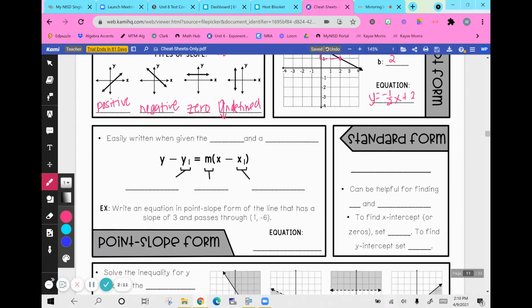Okay. Now this is point slope form, and it says that's easily written when you're given a slope, or your m value, and a point, right, a coordinate. And our point would be x sub 1 and y sub 1, okay? So y sub 1 is going to be the y coordinate of your point. And then m is still your slope. It's always going to be your slope. And then x sub 1 is the x coordinate of your point.